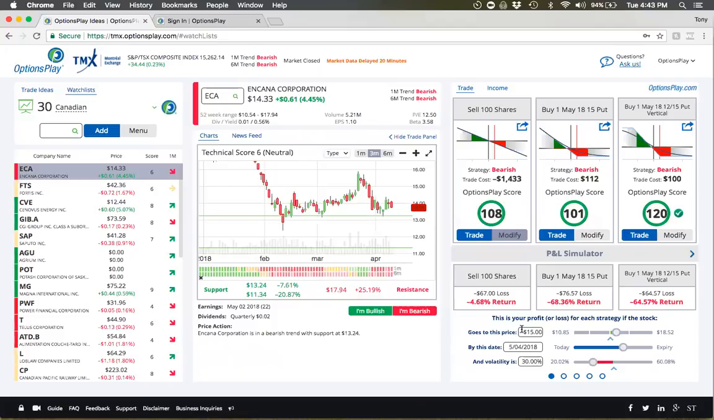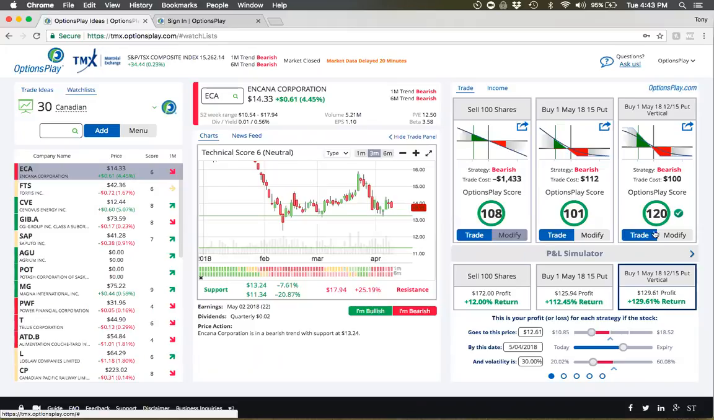So if the stock beats earnings instead by May 4th and volatility comes down, here you lose $67 if you had shorted the stock, you lose $76 if you had bought the put, you lose $64 if you had bought this put vertical. So as you can see on these three strategies, this put vertical not only provides you with the smallest amount of loss if you're wrong, but also the highest return if you're right.